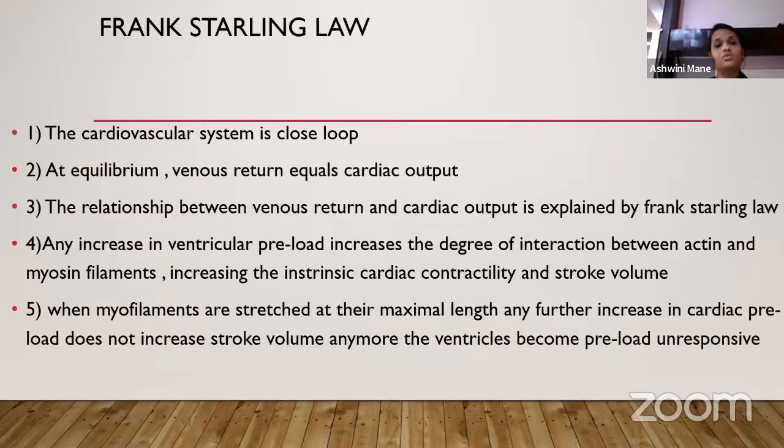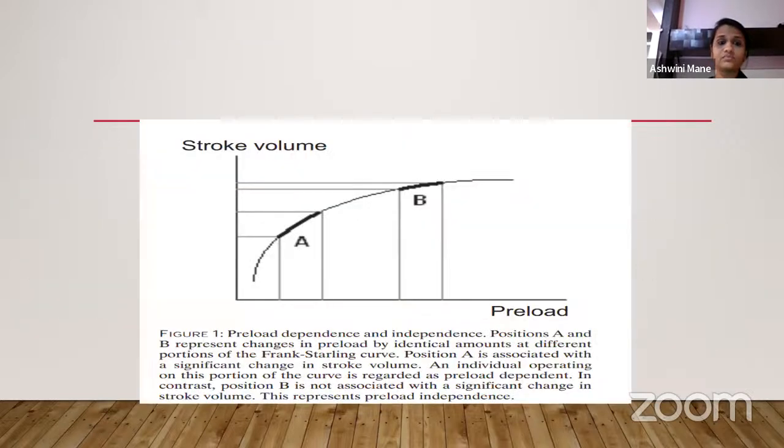So the Frank-Starling law: the cardiovascular system is a closed loop, and at equilibrium, the venous return equals the cardiac output. The relationship between the venous return and the cardiac output is basically explained by the Frank-Starling law. Any increase in the ventricular preload increases the degree of interaction between actin and myosin filaments, which increases the intrinsic cardiac contractility and the stroke volume. When myofilaments are stretched at their maximum length, any increase in the cardiac preload does not increase the stroke volume anymore, and the ventricle becomes preload unresponsive.